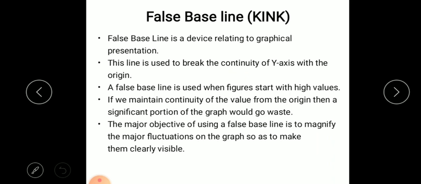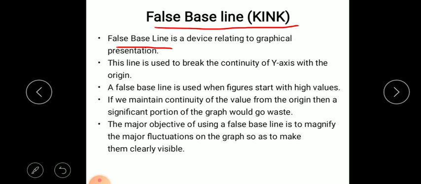So apart from the advantages and disadvantages of graphs, the next concept that we are going to study is the false baseline. It is also known as a kinked baseline. So what is a kink? Generally, as we know, false means something that is not true, which is not actual. Base, the actual base that we are drawing, is the baseline, which is at the bottom. And line is a device relating to graphical presentation. It is used in graphical presentation.